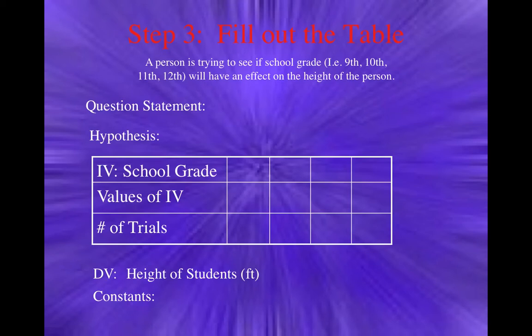Step 3, you can fill out the table. Okay, so what are going to be your values of IV? Well, you're going to look at 9th graders, 10th graders, 11th graders, and 12th graders. And the number of trials is probably, in this case, the number of students you're going to be looking at for each grade. So in 9th grade, there are 20 students we're looking at, and in 11th grade, there are 42.